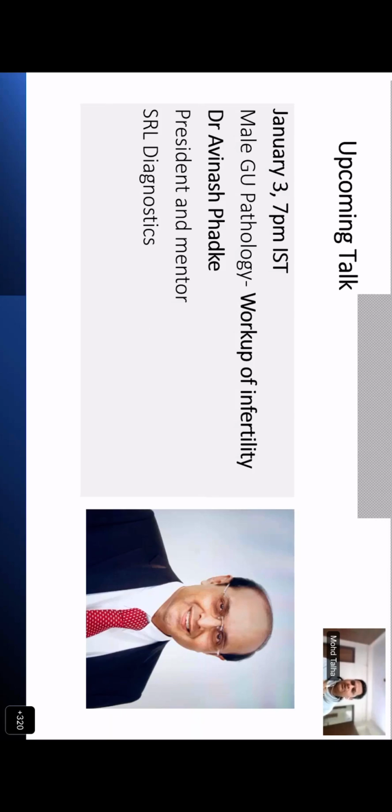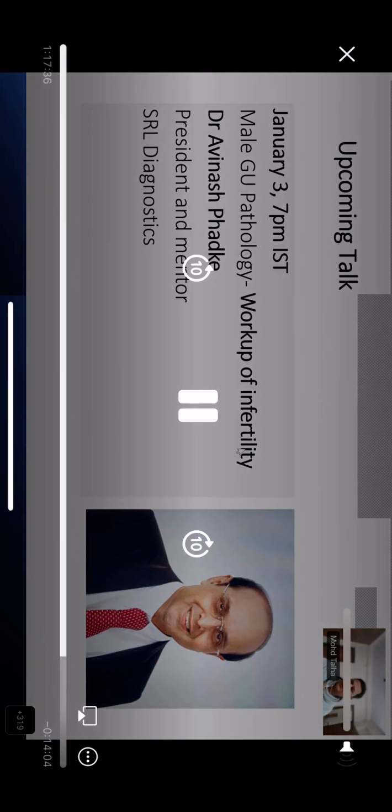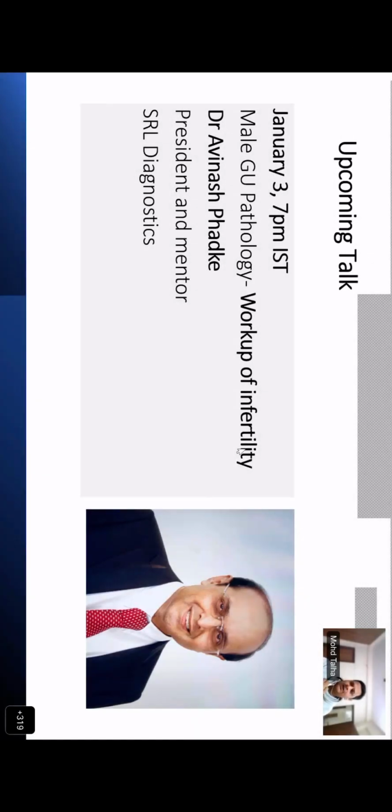The first is from Dr. Vanessa. She asks, which cell will take high molecular weight cytokeratin in the SNI of prostate? Basal cells? You mean to say HMWCK? Yes, she's just asking which cell will take up the high molecular weight cytokeratin in the SNI of the prostate. Yes, it's a basal marker. High molecular weight cytokeratin is a basal marker.